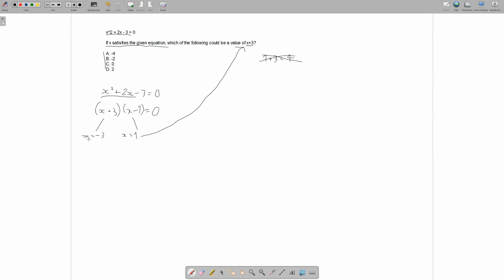So we'll move on and we'll try the other factor here, x equals negative 3. So if we do negative 3 plus 3, we'll see that equals 0, which is an answer over here. It's answer C. So we're going to select that one, and that'll be our answer for this problem.